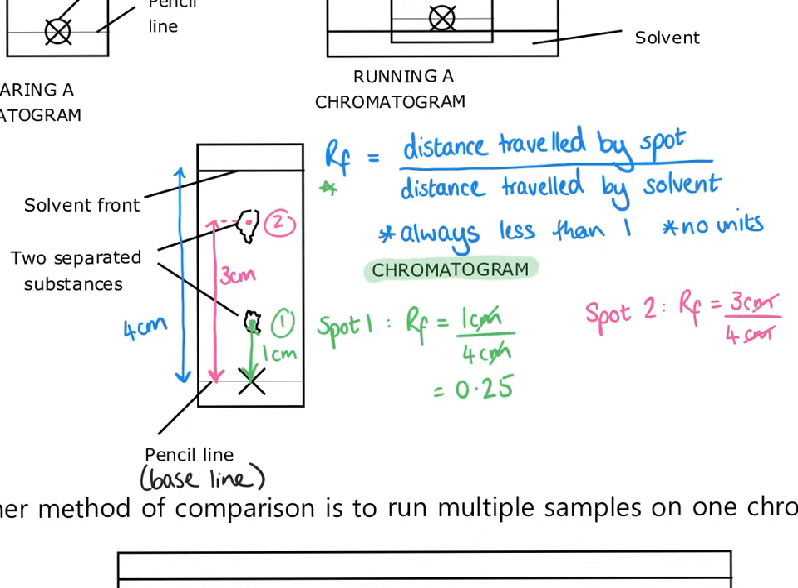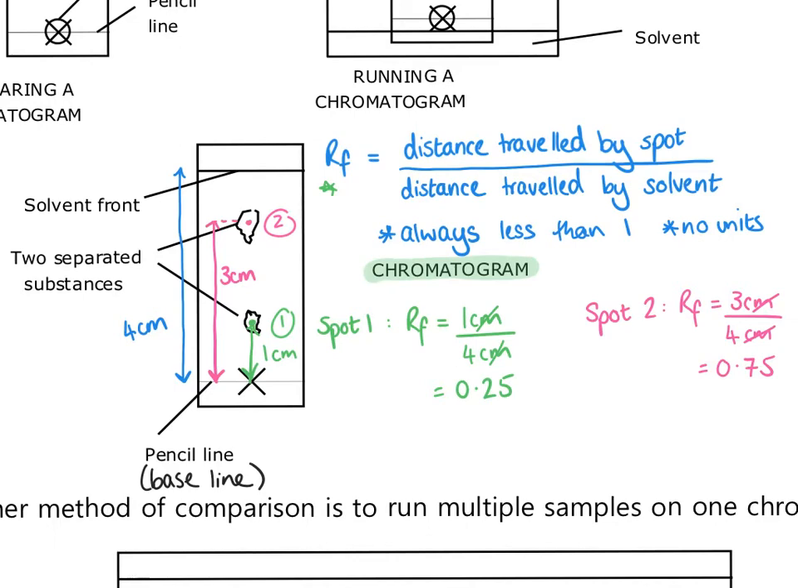Again, your centimetres cancel out, so I have no units. 3 over 4 is 3/4, which is the same as 0.75. Use your calculator to get that as a decimal. And again, there is no unit for this. You can see both of our values are less than 1, which shows we've done this correctly. Because again, your spot will never travel further than your solvent.